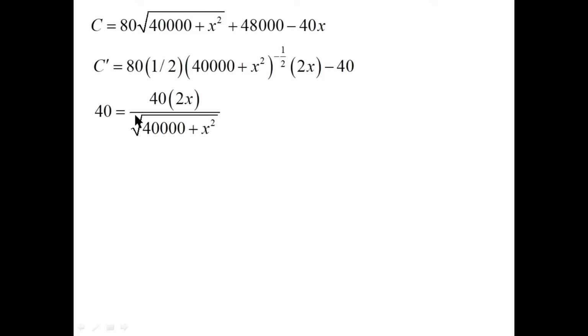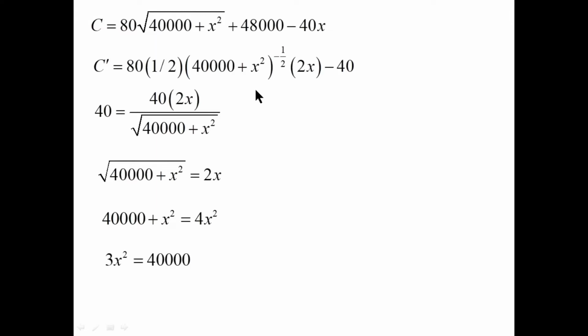Next, take this root, multiply it over here with the 40, and cancel the 40s. Since 40 is a factor of both sides here, they can be canceled, leaving just the root equals 2x. Squaring both sides, collecting like terms, dividing by 3, taking square root both sides, we have a critical number.